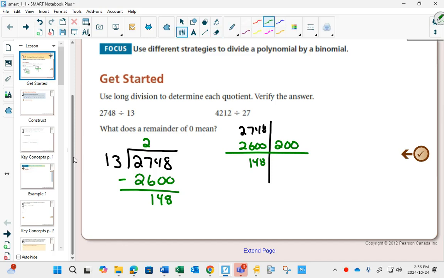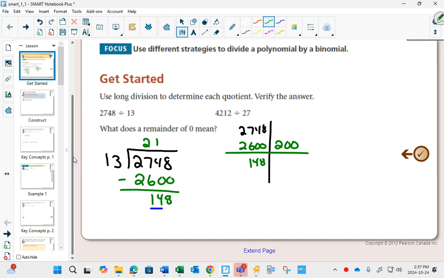Right, you could take one 13 off at a time and just add up all your ones until you got to 211. That would work as well. Not recommended. Okay, next up, you would have your 148, and you would go, can I get any 13s in the 1? No. But now, as I go from the left, I get to the 14, and I say, yes, there's one 13 in 14, so I would put a 1 over the tens column.